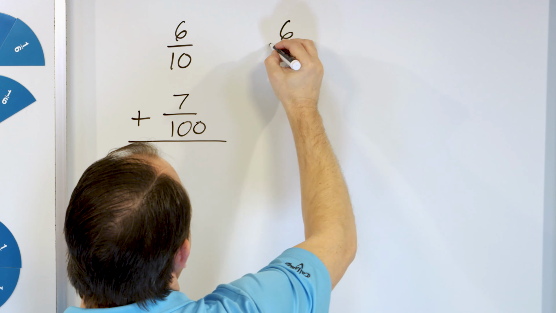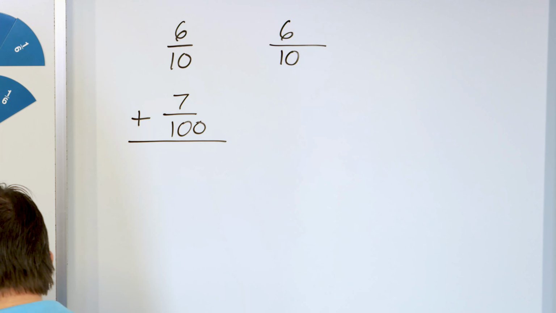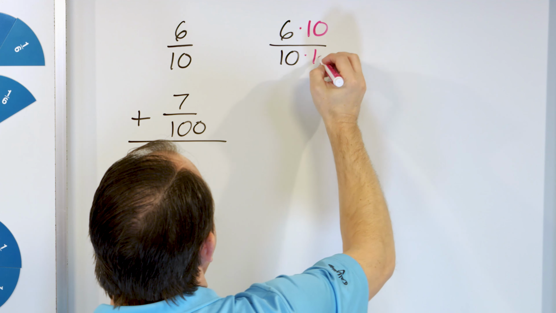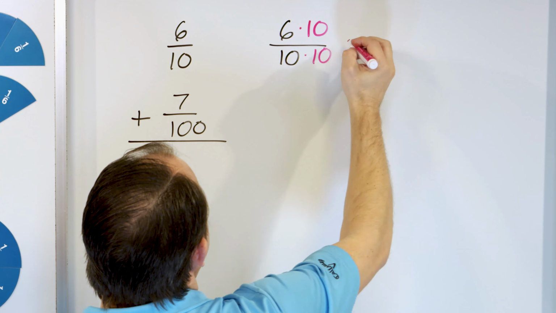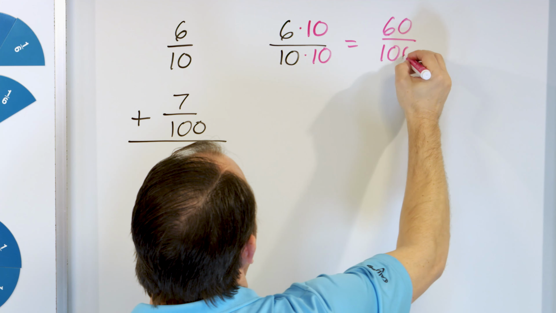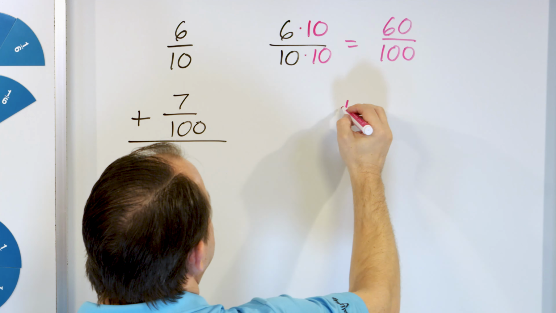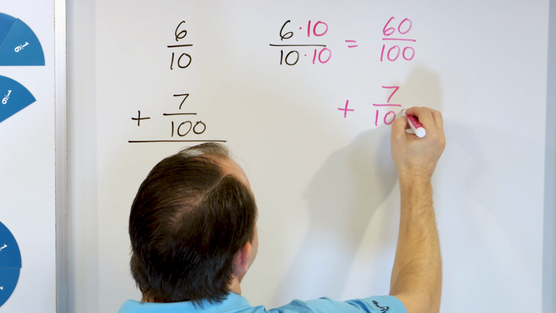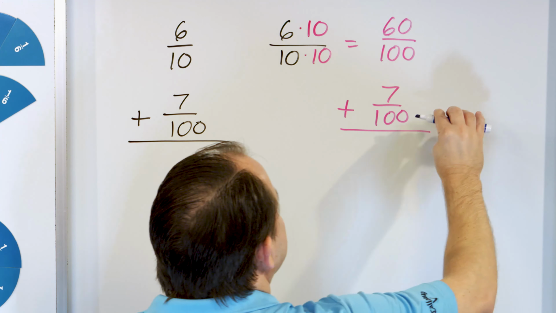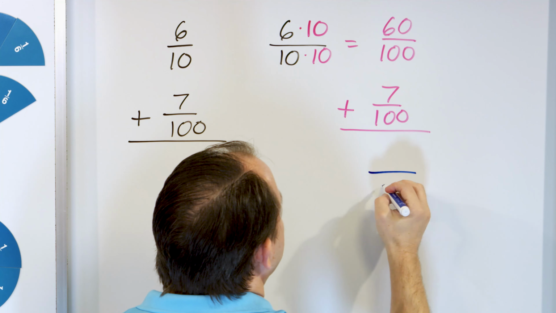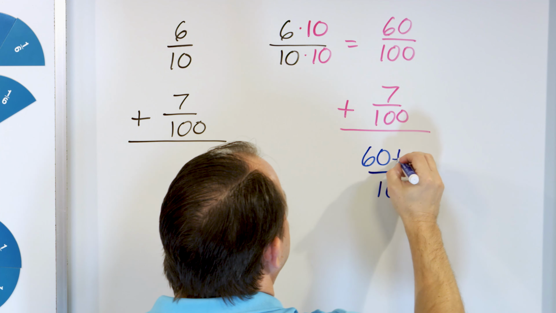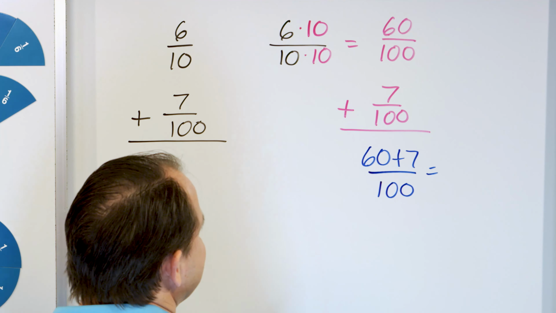So I'll start with 6/10, and I already know that I can multiply top and bottom by whatever I want, so I'm going to multiply 10 on the top and 10 on the bottom. So I'll get 60 on the top and 100 on the bottom. And I'm going to add it to the 7/100 that I already had in the original problem. So now the denominators are the same. 100 is on the bottom, and I add 60 plus 7, and what do I get? 67.